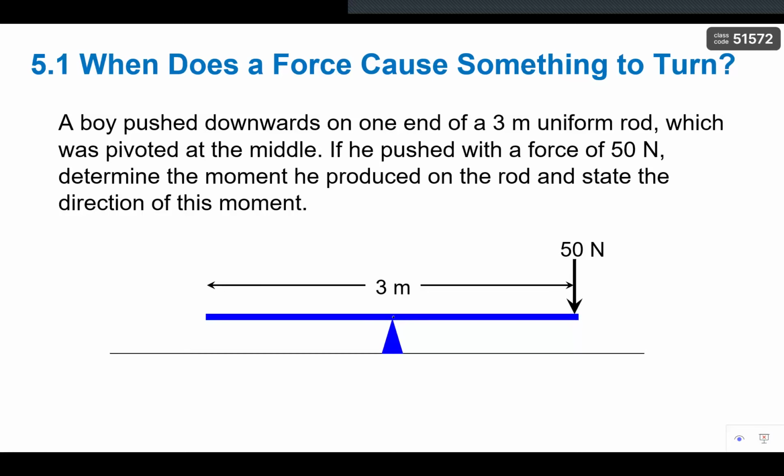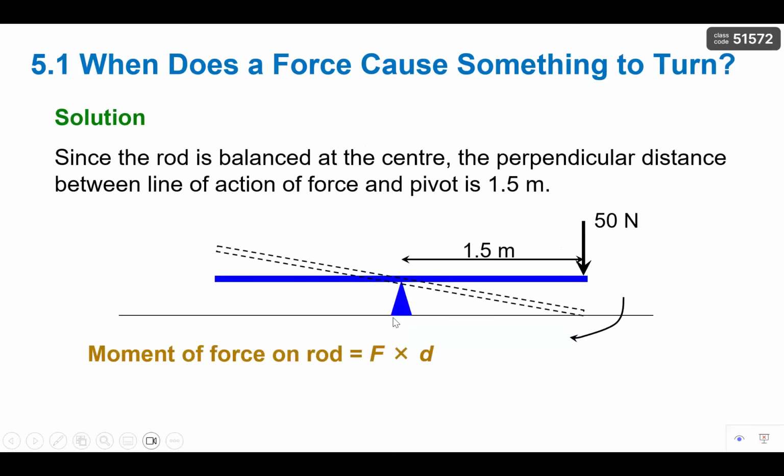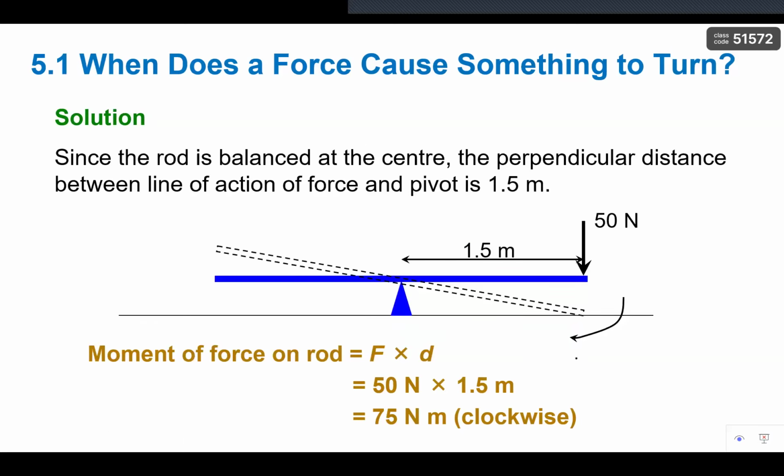So my moment is defined as force times distance. So my force will be 50 and my distance is halfway because my pivot is in the middle. The entire rod is 3 meters. So my moment is 50 times 1.5. I'll get 75 Newton meters. And because of this force, my wooden rod will turn in this way. So it will be clockwise. The direction of the moment will be clockwise.